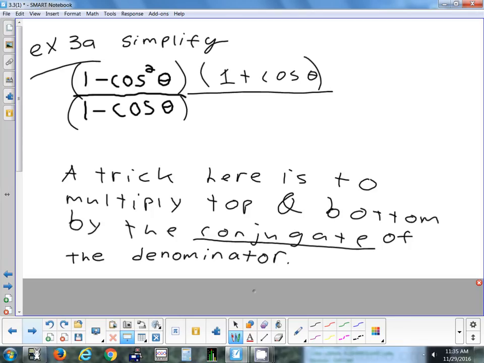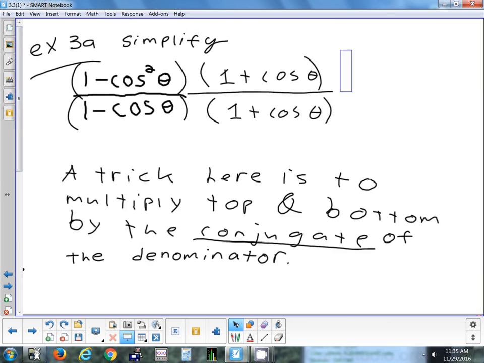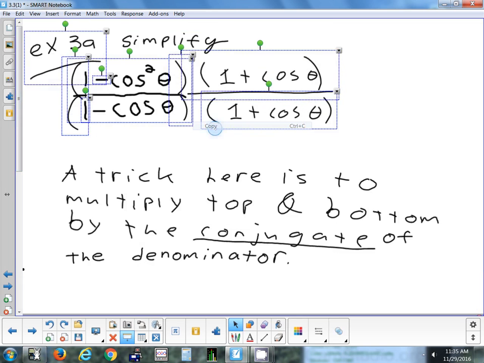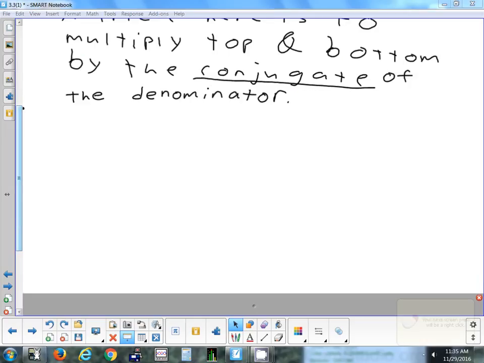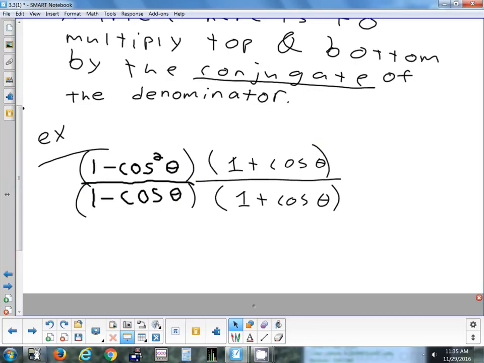So let's try multiplying by the conjugate and see what happens. Multiply by 1 plus cosine in the top, and in the bottom. I'm just going to copy it so I've got some space. Any questions on that first step? It would be cosine squared over top? Nope, it's always the conjugate of what's just in the bottom. So the bottom is 1 minus cosine. You've got to put the same thing on the top and on the bottom. It has to be the same thing.